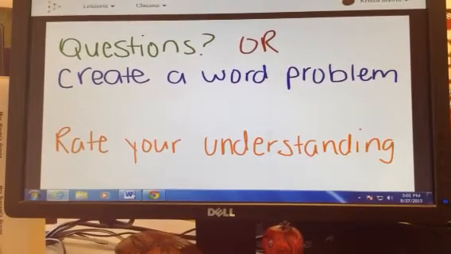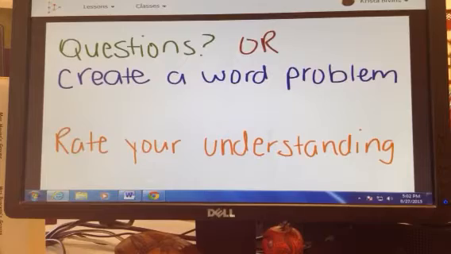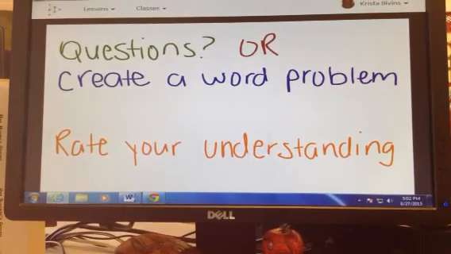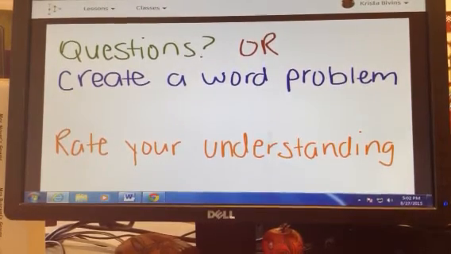And then don't forget to fill out the last part of your template, which is to write down any questions that you have or to create a word problem. Don't forget to include the answer to your word problem. The very last part is to rate your understanding.